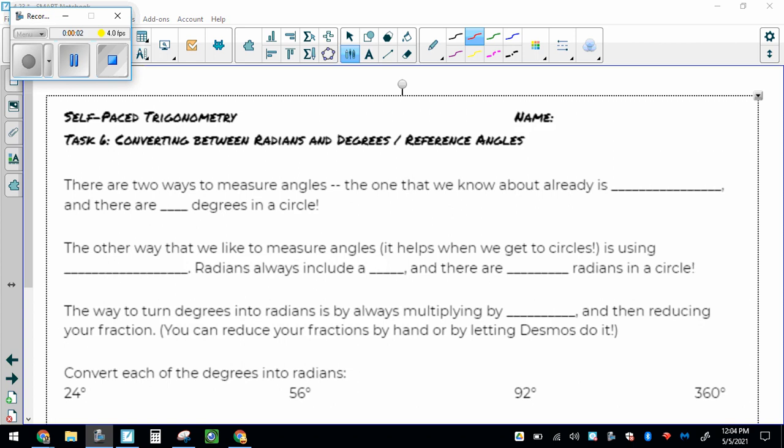Today we're doing test 6. We're talking about radians and degrees, all right? So there are two ways to measure angles. We're going to get out of triangles now. We're going to talk about circles.